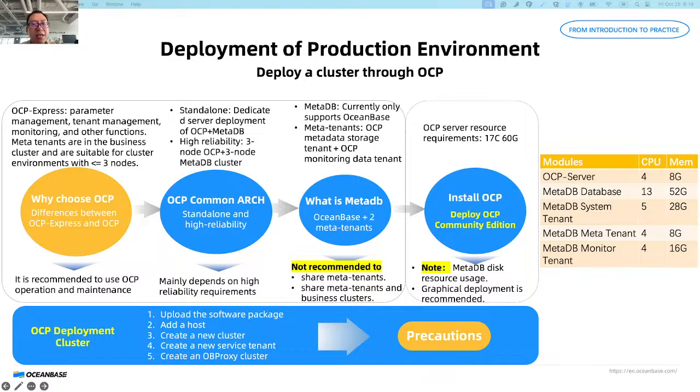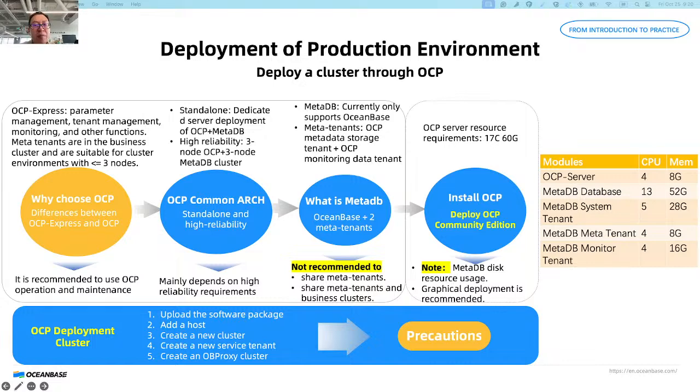Why do we recommend OCP? The first reason is that OCP actually has 2 GUI management tools. One is OCP, and the other one is OCP Express. OCP Express is a lightweight operation and maintenance tool that only supports some parameter management, tenant management, and some simple monitoring functions. Moreover, its meta tenant is placed together with the business cluster, and is only suitable for some small cluster environments. If you have high requirements for GUI operation and maintenance, such as data backup, some expansions, or some upgrades, this can be operated directly in the GUI of OCP, but is not supported on OCP Express.